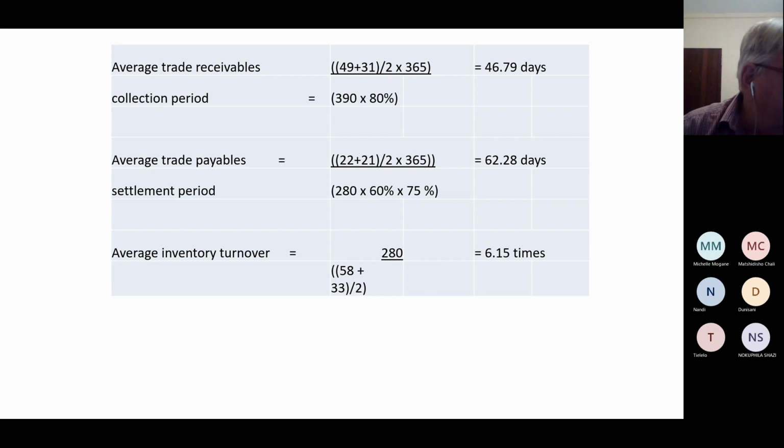If you look at the example in the book on page 35, it was 16.72 times. It came down to 12 times and now 6 times. That's a serious problem, as it is now turning slower and slower.